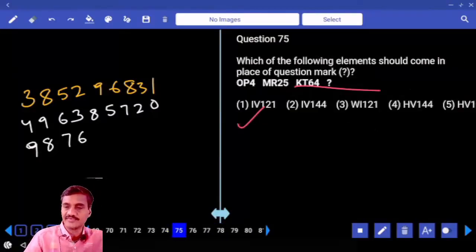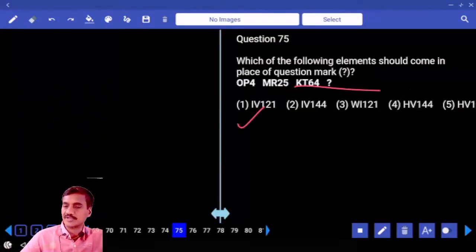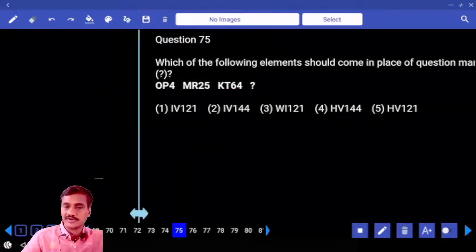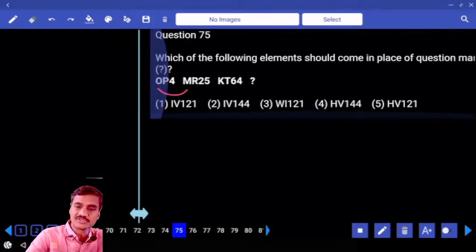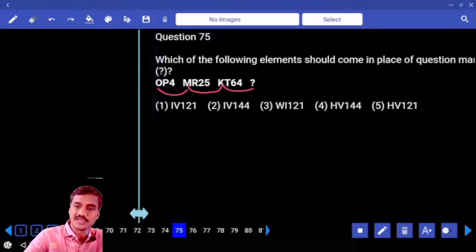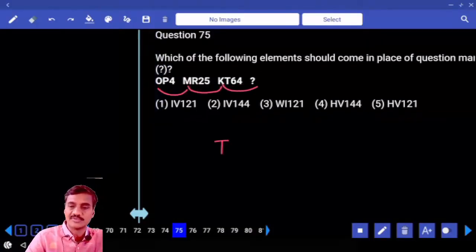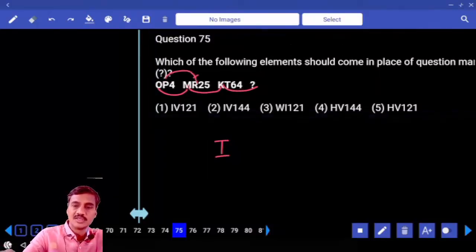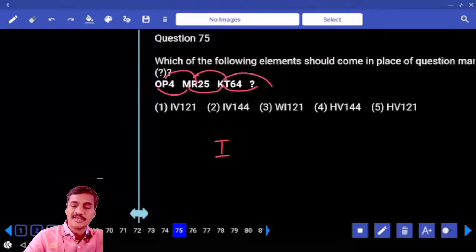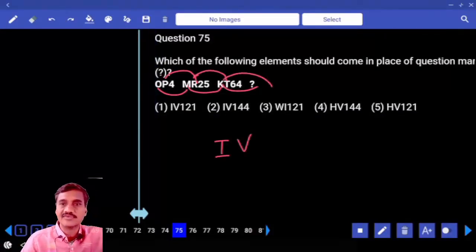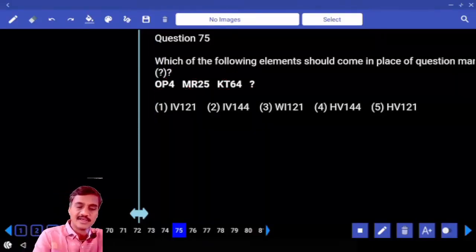Then 75, now in this, it is based on letter series. Now O and M, what is the difference we have between O and M? The difference is -2, M and K -2, K -2. What is K -2? K -2 is I. And check out the second letters, P and R plus 2, R and T plus 2, T and V plus 2. So I and V are the first two terms we have.